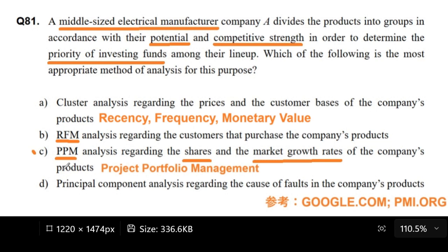And then for PPM, project portfolio management. That's what it says it's supposed to mean. Okay. All right.